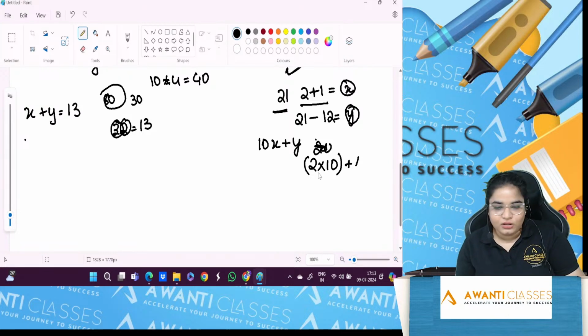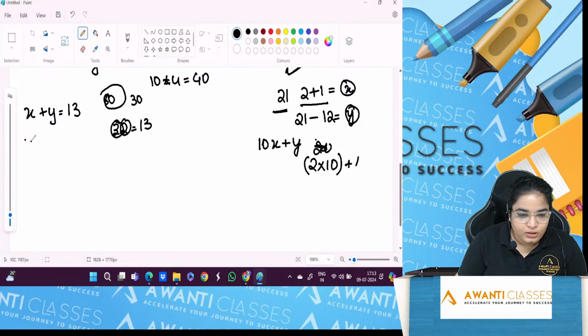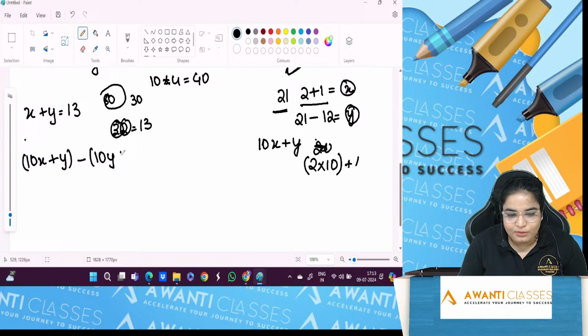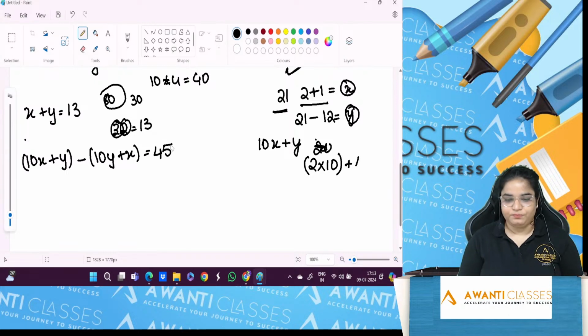Are you understanding? So, here, what is the second equation? The second equation is 10x plus y minus 10y plus x is equal to 45. Why?